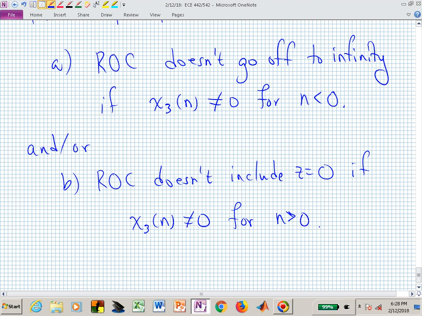But essentially, you could have a finite sequence that only had negative indices. You could have a finite sequence that only had positive indices, or you could have a finite sequence split on either side of the origin. And one or both of these will be in play in various cases. So let's look at some examples.